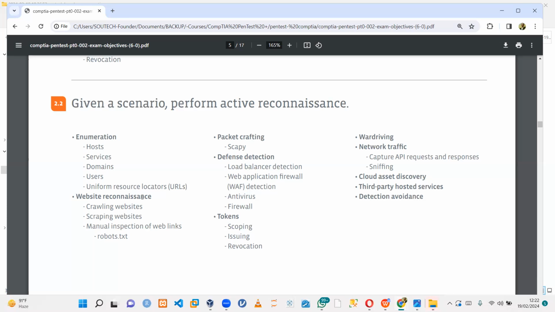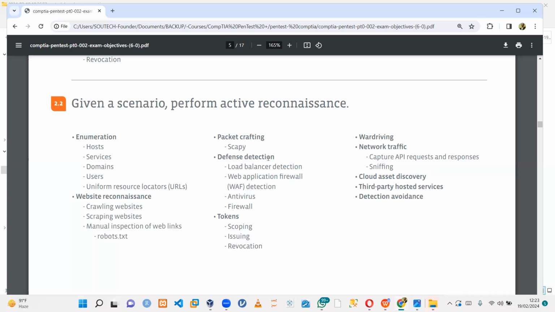The website reconnaissance. So for websites, what we're trying to do is, can we crawl the website? Can we clone the website? Can we scrape the website? Can we inspect the link? Can we run a tool? Packet crafting, can we use a tool like Scapy? It is a Python-based tool.